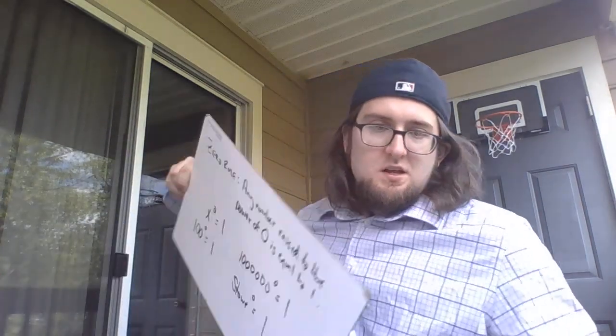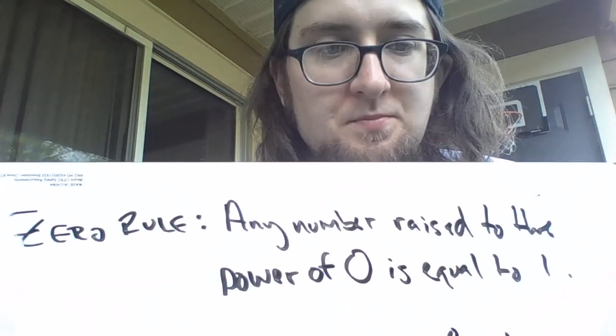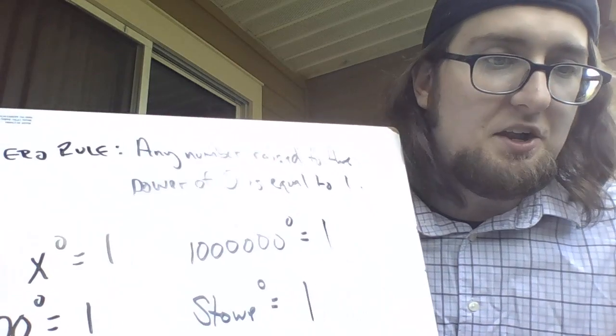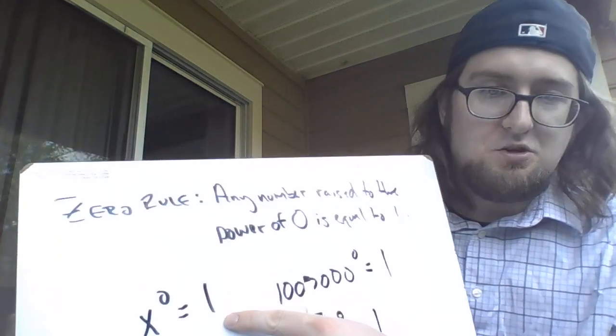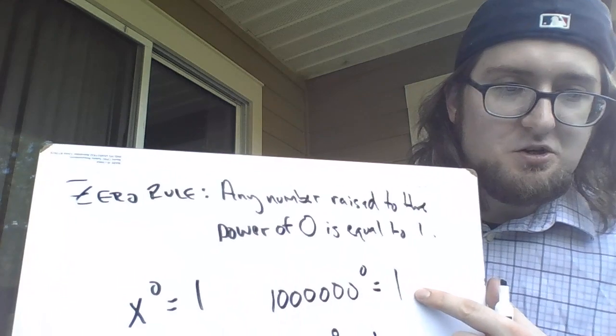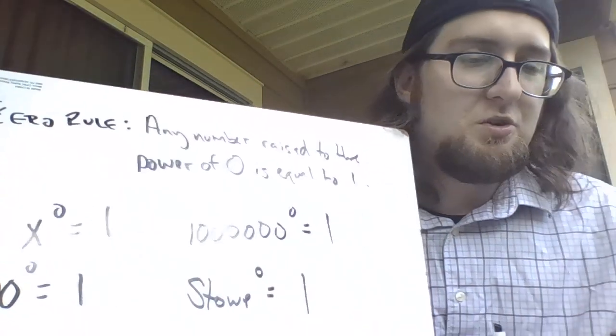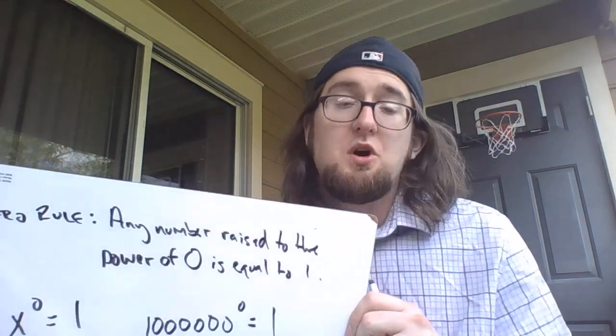And then the simplest of the rules is the zero rule. Any number raised to the power of 0 is equal to 1. Any number. X to the 0 power is 1. 1,000,000 to the 0 power is 1. 100 to the 0 power is 1. Anything to the power of 0 is equal to 1. And those are your four rules. So again, we've got the product rule, the quotient rule, the power rule, or power to a power, and the zero rule. Any questions, let us know.